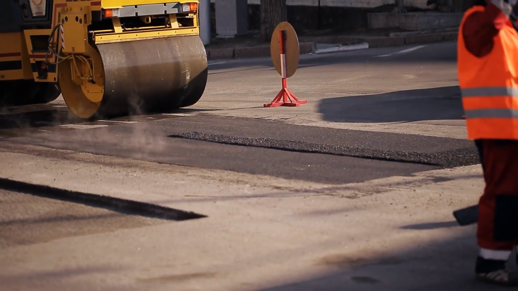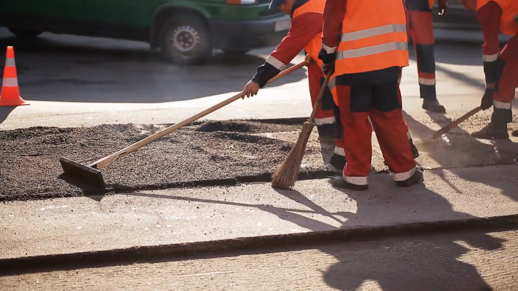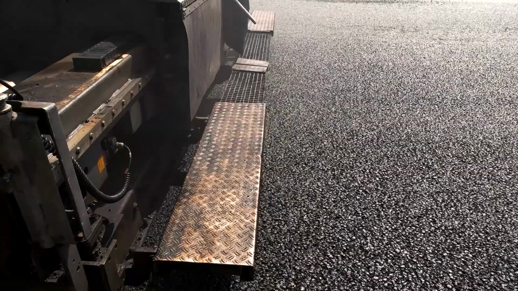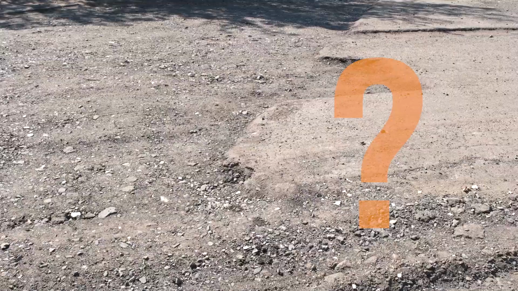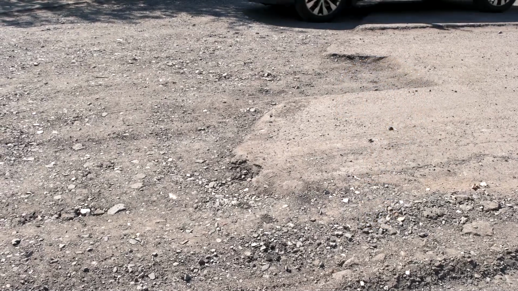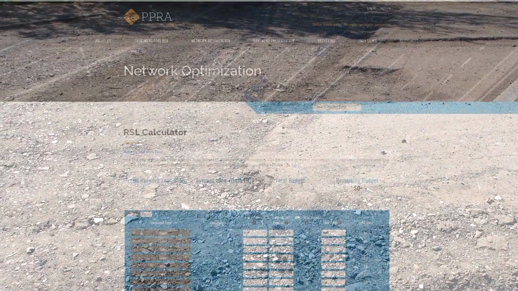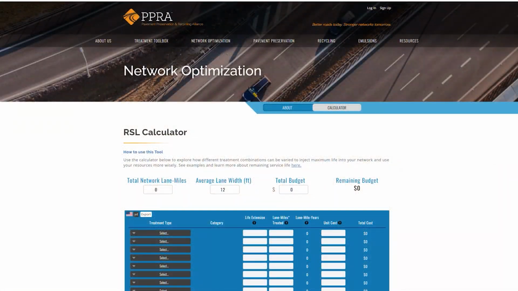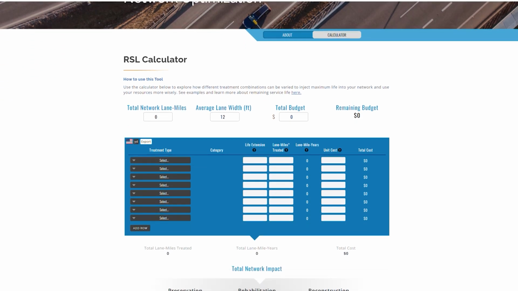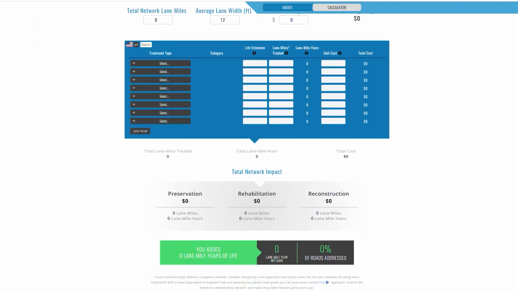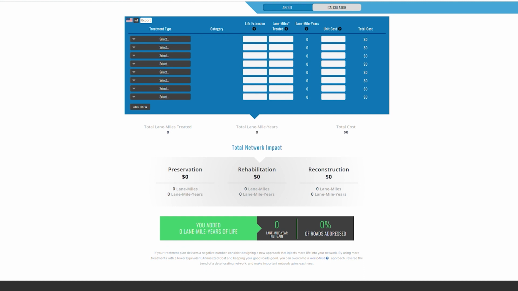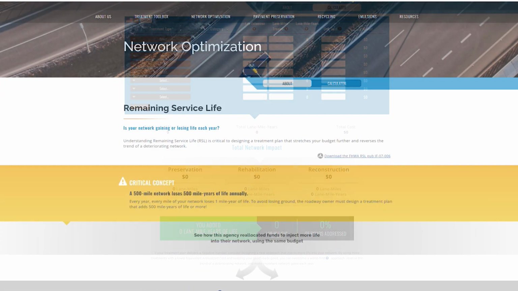You spend a lot of time organizing your network's annual maintenance plan. But how do you know if that plan is adding life to the health of your network, or if the years, the traffic, and the elements are winning the fight? The Remaining Service Life Calculator allows you to evaluate the impact of your annual plan to understand whether you're gaining ground or losing service life over time. It's also the first step to climbing out of the reactive maintenance hole.